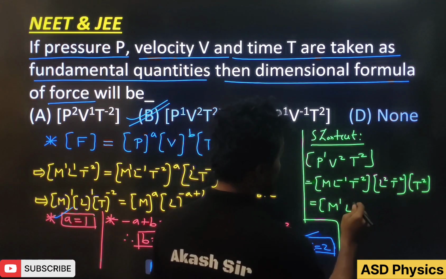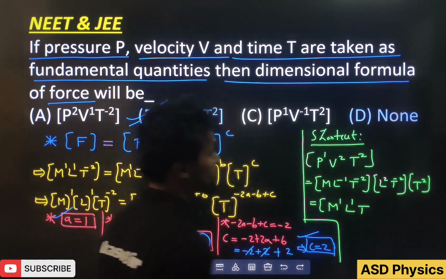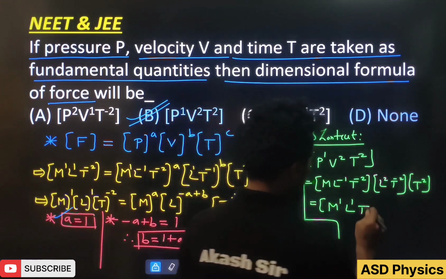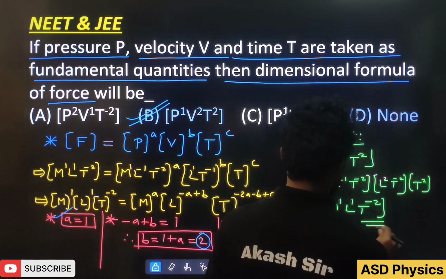See here, minus 1 and here 2. So L power 1. And T power, how much will come here? See, this minus 2 and plus 2 cancelled. So here minus 2 is coming here. So see here also you can get the dimensions from the force.